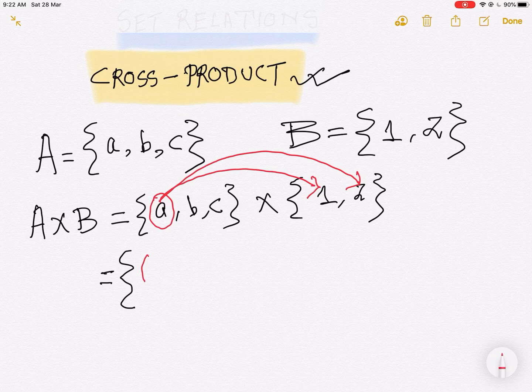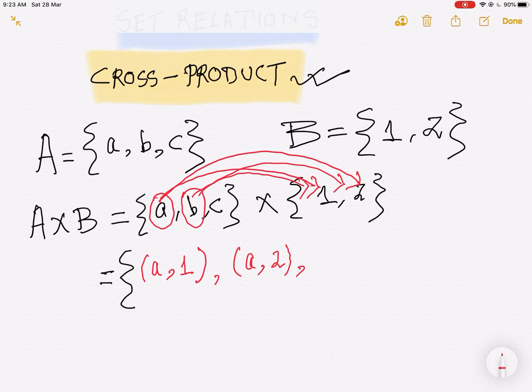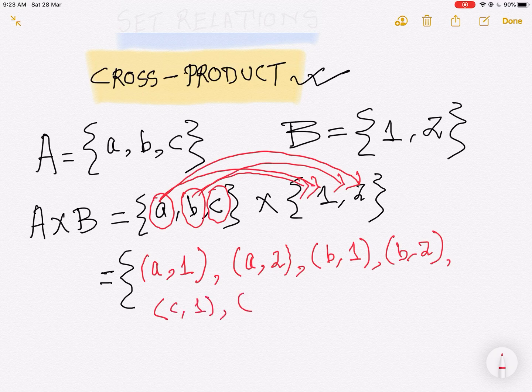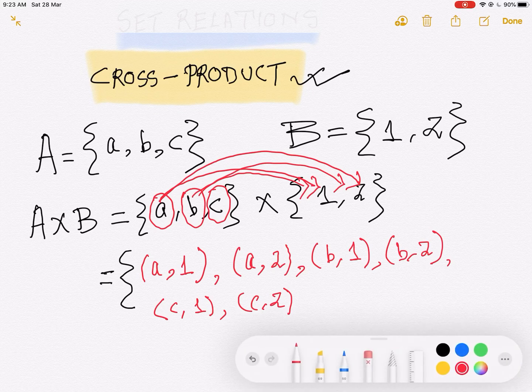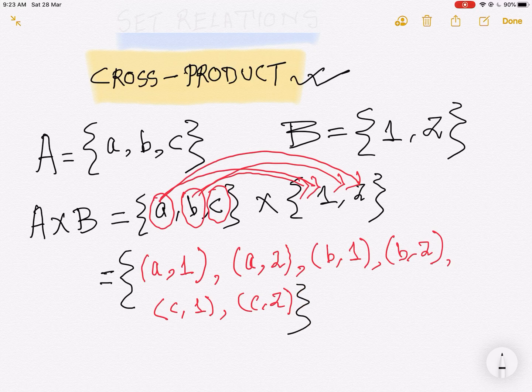So likewise, the first pair becomes (a, 1), that is the member a of the first set is associated with the member 1 of the second set, and again the member a of the first set is now associated with the member 2 of the second set. Similarly, we associate the member b of the first set with each of the two members of the second set. So b is also associated with 1 and again with 2, which gives us the next ordered pairs as (b, 1) and (b, 2). And finally, we associate the third member c with each of the two elements of the second set, which gives us the ordered pairs (c, 1) and (c, 2). So finally, this set defines the cross product or Cartesian product between the sets A and B.